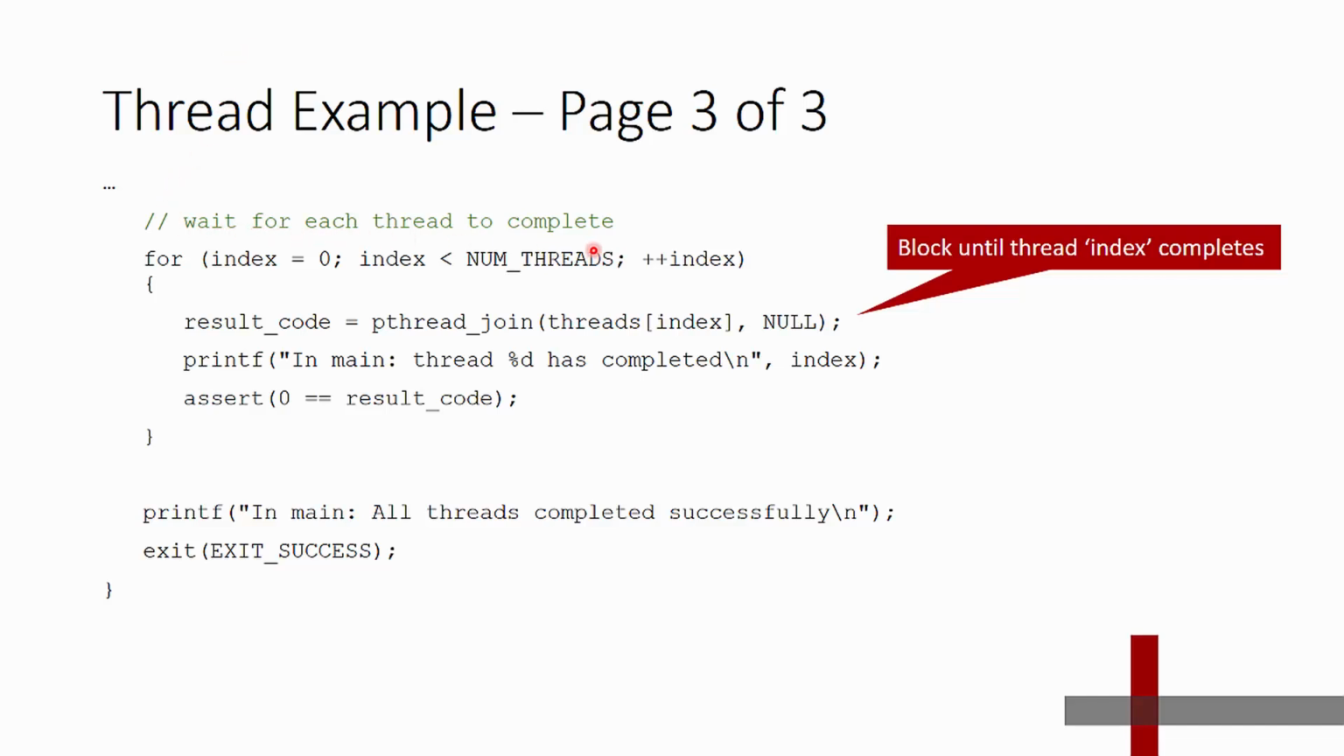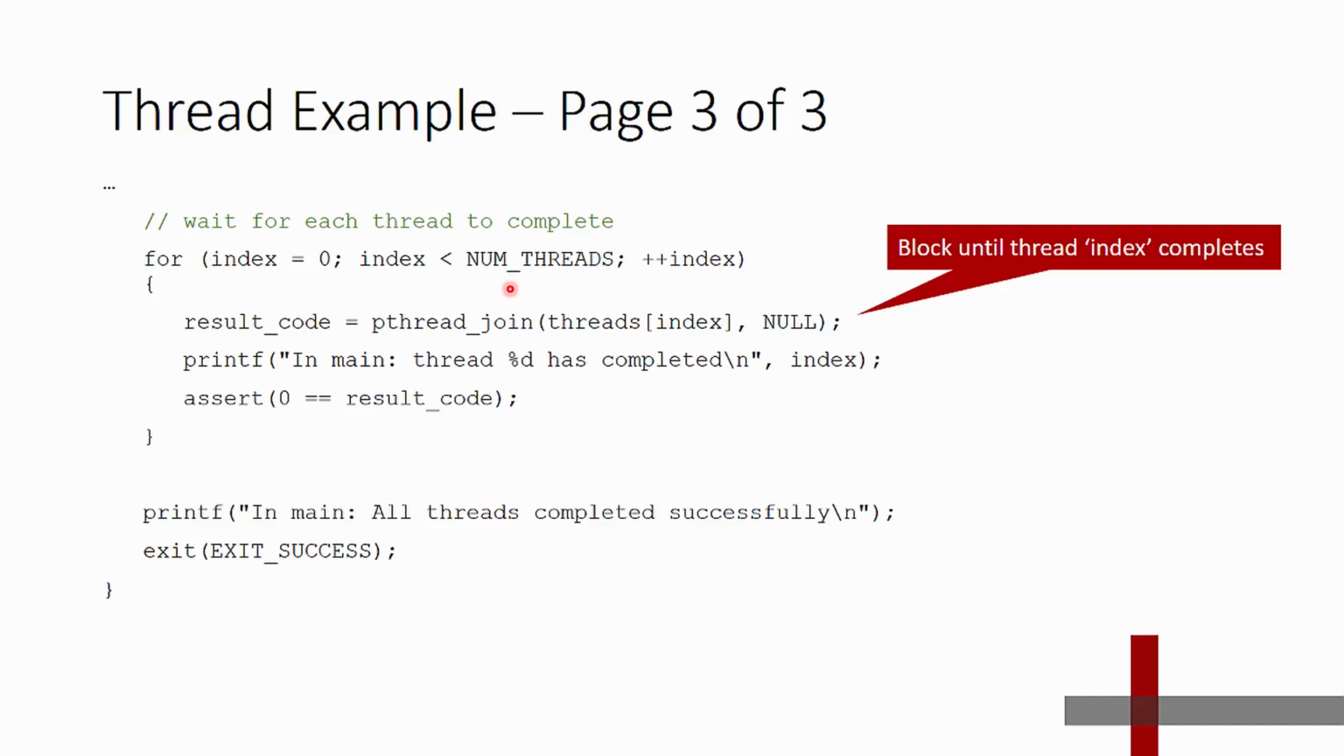So we're going to wait for each thread to complete. Once it's created all of them, we're then going to start up this for loop. And what this for loop is going to do is start with index at 0 and go up to the number of threads, so run 5 times. And it's going to check the result code of running the join function, which we haven't talked about.